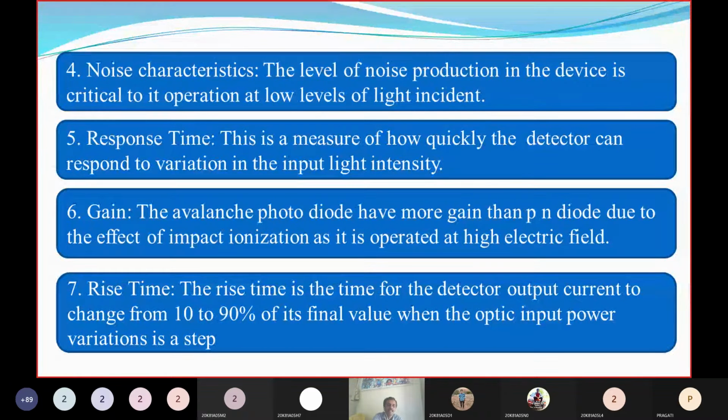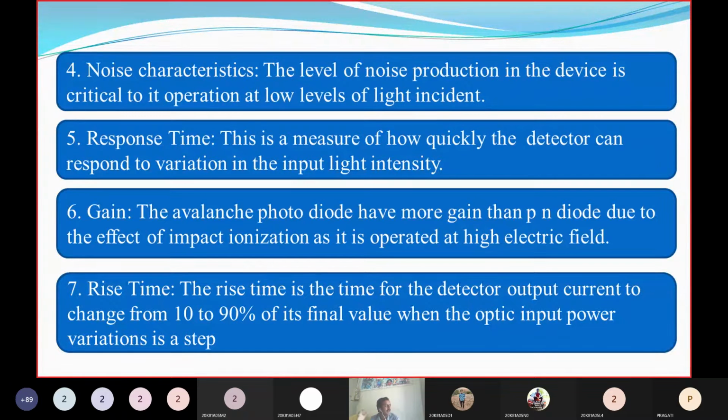Now next, gain. The avalanche photodiode has more gain than the PN diode due to the effect of impact ionization, as it is operated at a high electric field. See here, gain means, as we already discussed, if less intensity of light is incident, the output will be very small. Sometimes we cannot detect that output also.